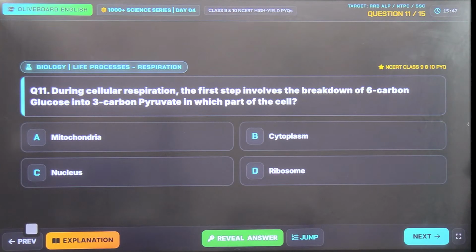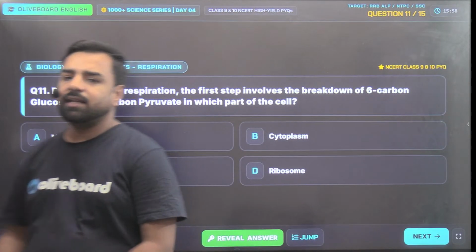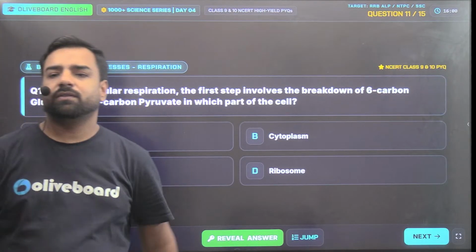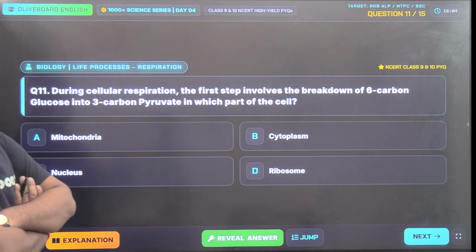So what should be the correct answer, guys? Tell me. And each and every question that is being asked today is from our previous paper, right? Tell me what should be the correct answer. So Ankita is going with D.